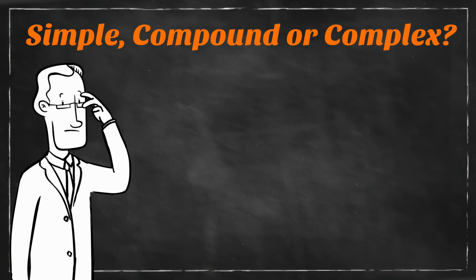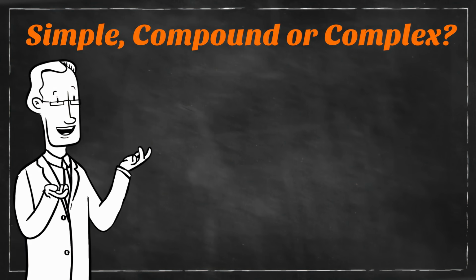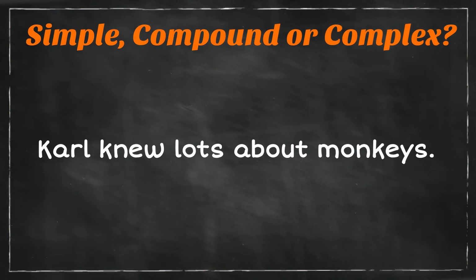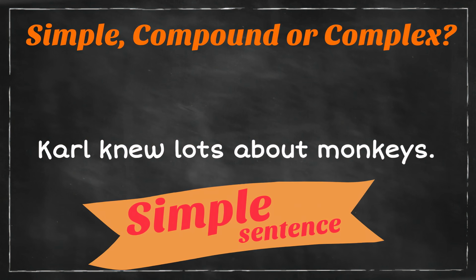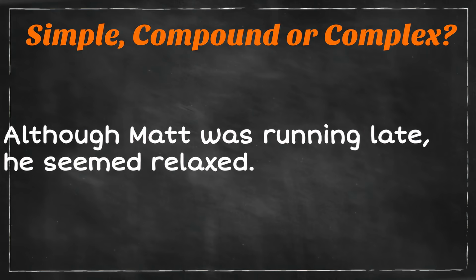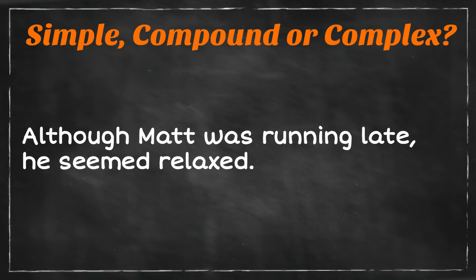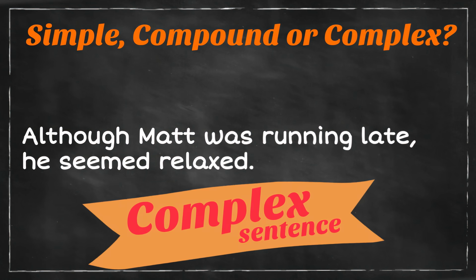See if you can work out the structure of these sentences. Carl knew lots about monkeys. That's right, it's a simple sentence. It has one subject and one verb. Let's try another one. Although Matt was running late, he seemed relaxed. That's right, it's a complex sentence. It has an independent clause, which is a completed thought, and a dependent clause, which isn't a completed thought.